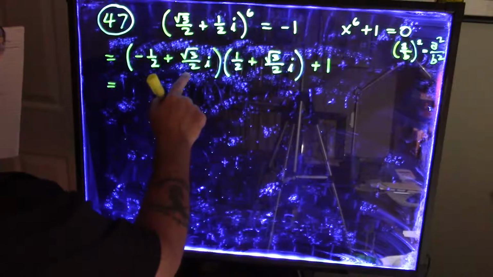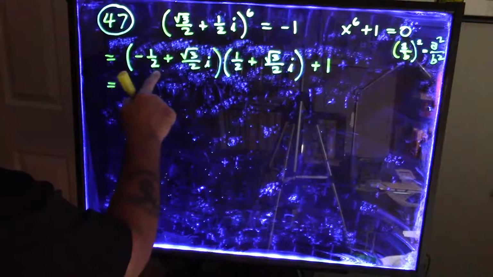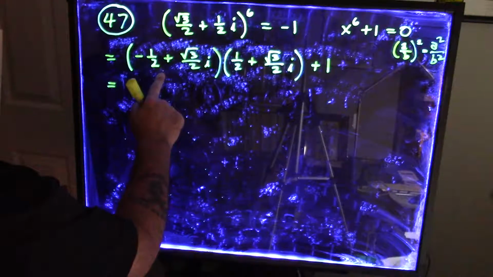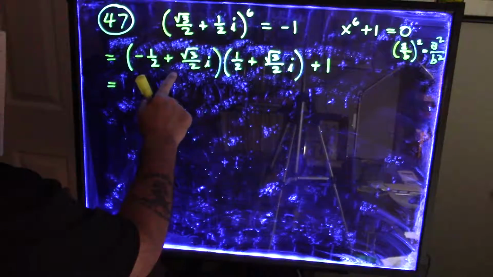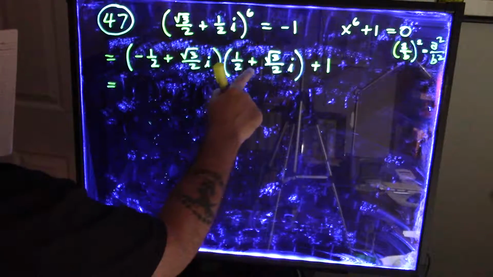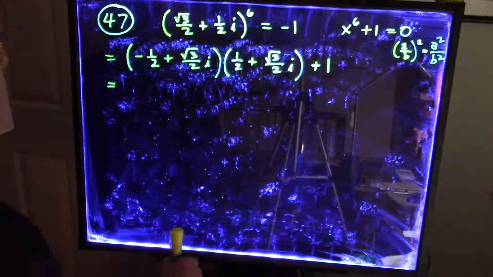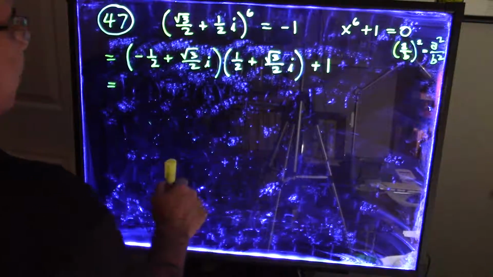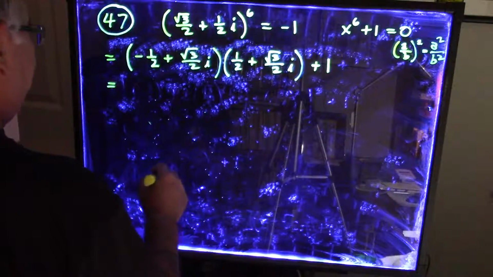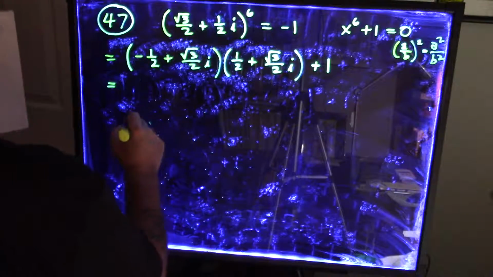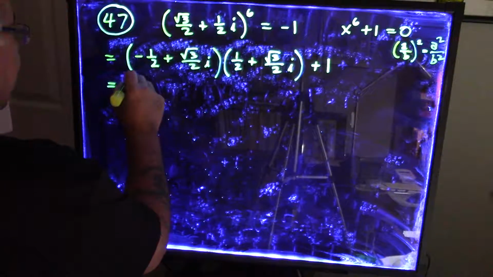If I were to switch these two terms inside this first factor, I would have square root of 3/2 i minus 1/2, and switch those two, square root of 3/2 i plus 1/2. A minus b, a plus b, right? So that makes it easier if I rewrite it that way, using the commutative property of addition inside the parentheses.